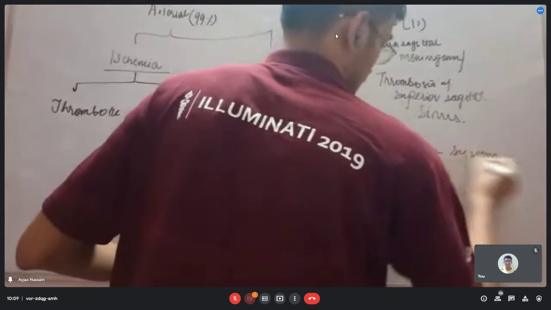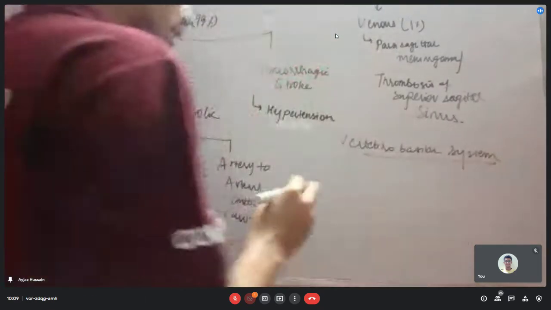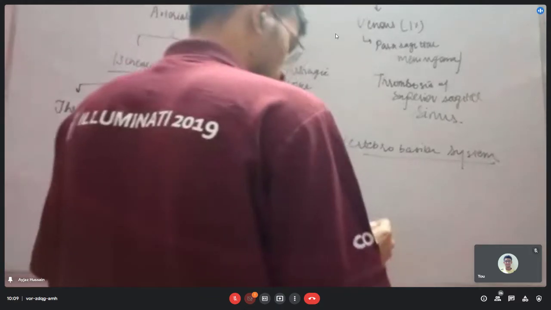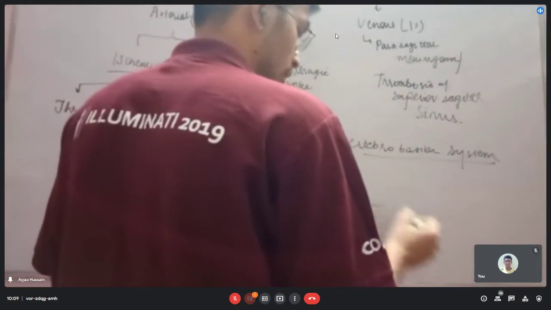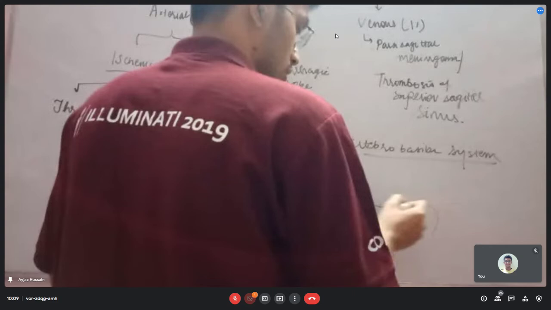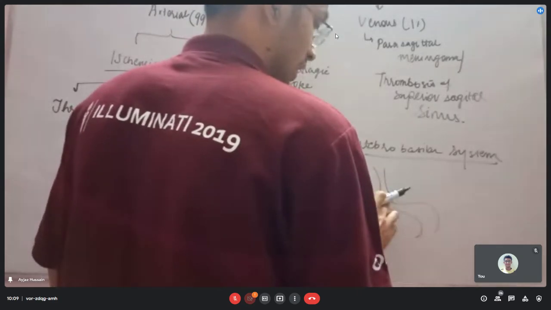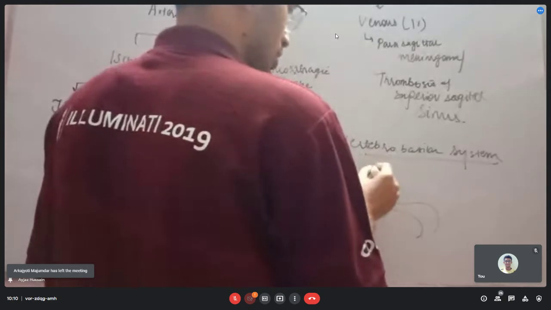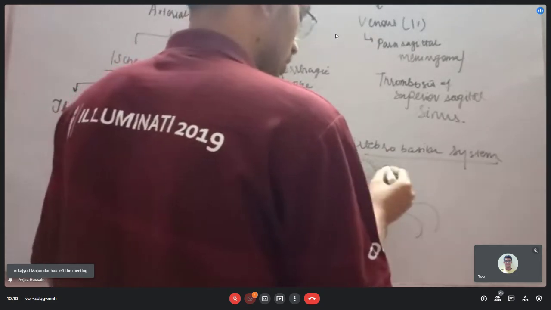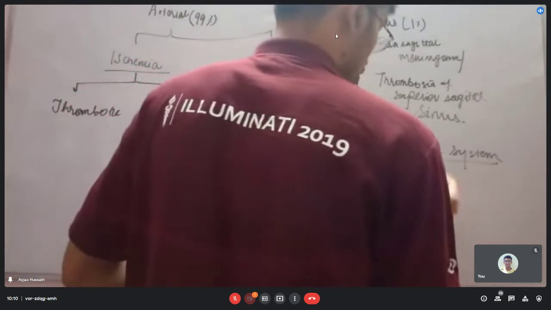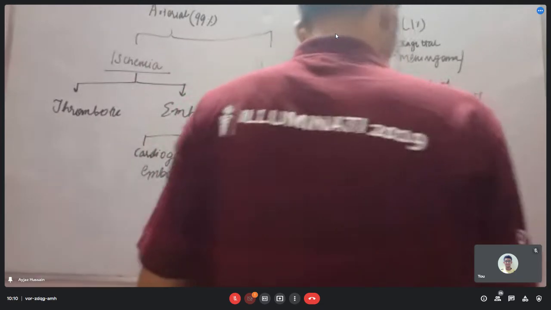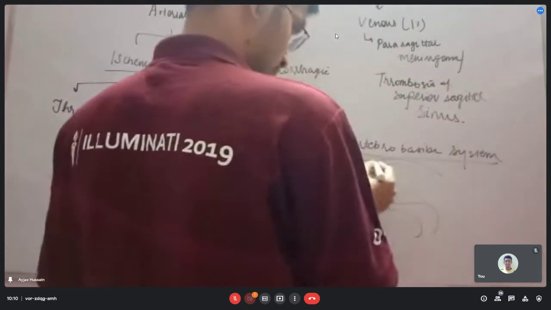Vertebrobasilar system. But whatever happens, there is something called as a vertebral artery. The two vertebral arteries will join to form the basilar artery or the pontine artery, which will give a lot of branches and will terminate by forming the posterior cerebral artery.